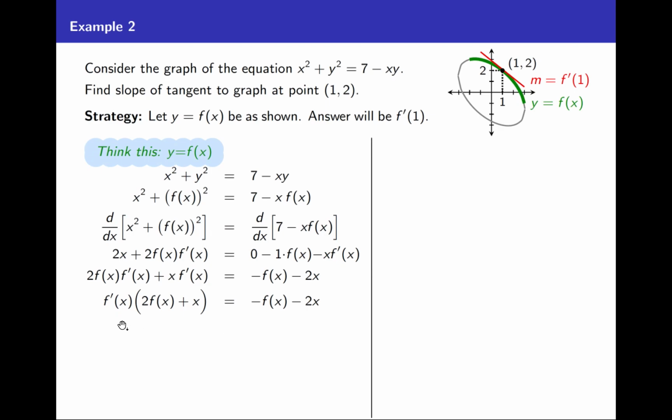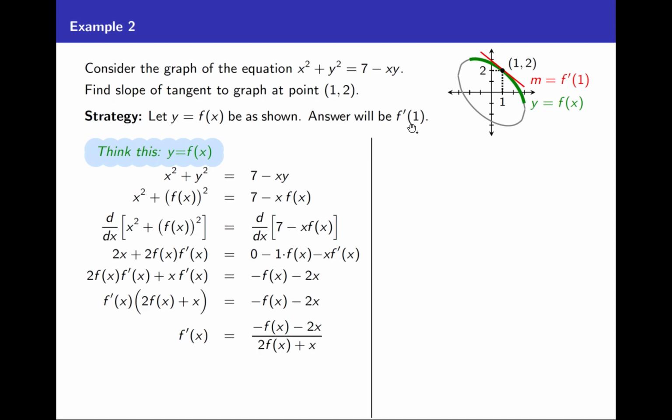And finally, to isolate f prime of x, to solve for it, just divide both sides by the expression 2f of x plus x. And we get f prime of x is minus f of x minus 2x over 2f of x plus x. So this is our f prime of x. It's our dy dx that we just found with implicit differentiation.